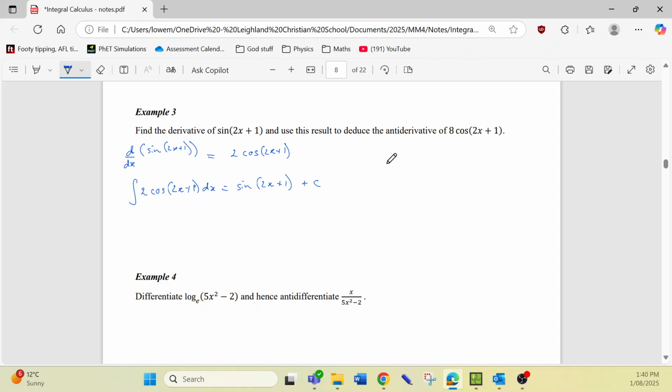Okay, so where do we go from here? Okay, we just need to change that 2 into an 8, and we know we do that by multiplying by 4.